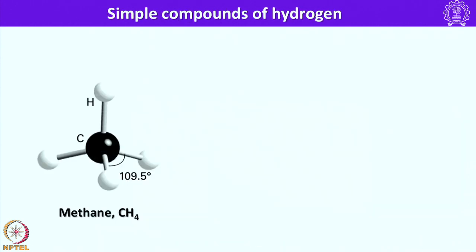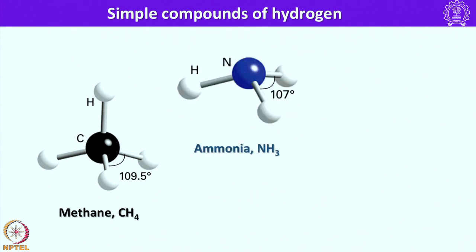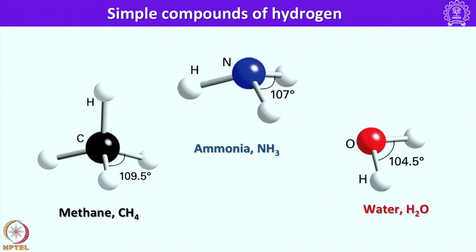And some of the simple compounds of hydrogen are shown again here. The simplest ones are methane in case of group 14, ammonia in case of group 15, and water in case of group 16, and also their respective shapes and geometries you can see here.